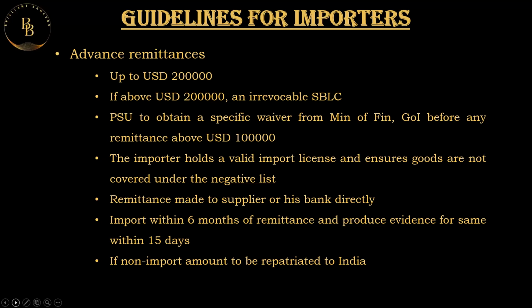Within these ceilings, the advance remittances may be permitted after verifying all the documentary evidence indicating the cost of the goods, and the proof of insistence of advance payment by the overseas supplier must be produced as and when asked by the importer. The importer holds the exchange control copy of the valid import license for importing goods under the reference, and also ensures that the goods are not covered under the negative list. So the importer should hold a valid import license, and he should also ensure that the goods he is importing are not under the negative list as mentioned by the Reserve Bank of India or the foreign exchange trade.